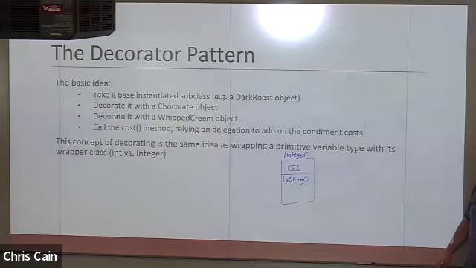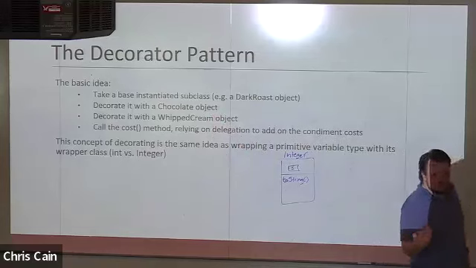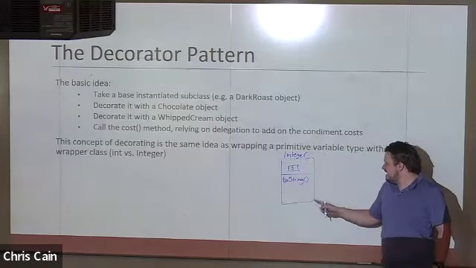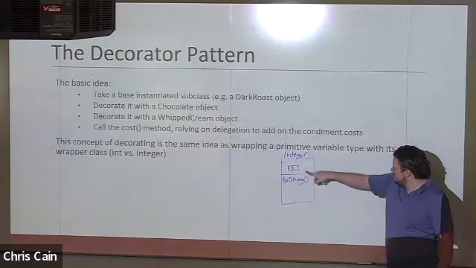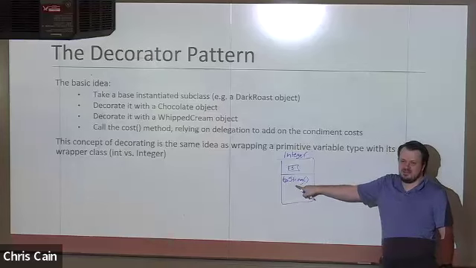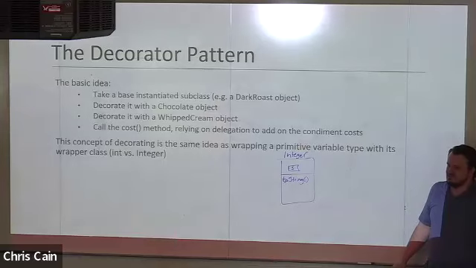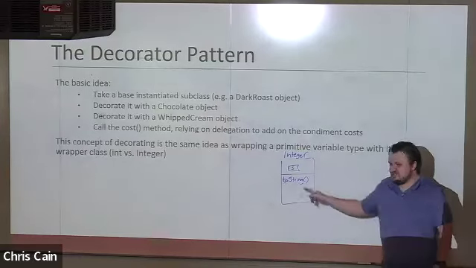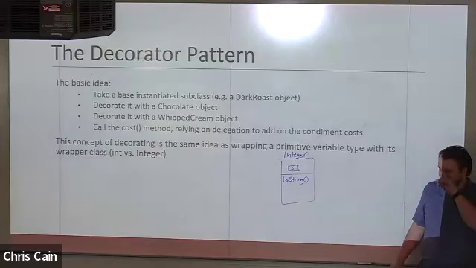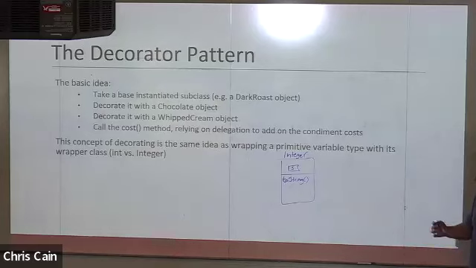So if the chocolate object, all it is is how much we add to the cost of something, we can do exactly the same thing by taking this cost of a chocolate object, turning it into a field within its own object, and then we can define methods like, what is the object that is inside of this object? And then the cost for this, we'll just call the cost for that. So it's very similar to this concept of wrapping a primitive variable in additional functionality.